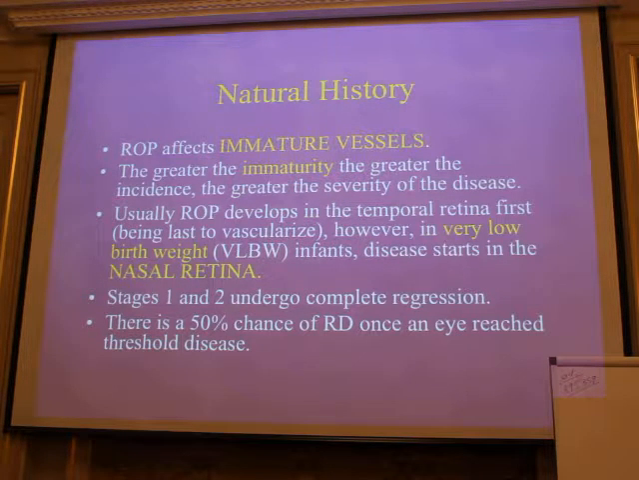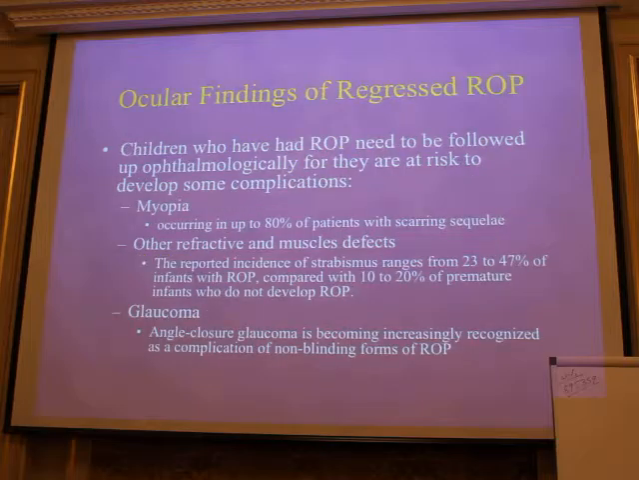But if you find that the temporal periphery is avascular, don't think that the disease has not yet developed, because sometimes in very low birth weight infants, the disease can start in the nasal retina. So it's not fine to screen the temporal periphery and say, okay, it's avascular up until here, so it's fine. No. Especially in very low birth weight infants, even if you have vascularization up to zone 2 in the temporal periphery, check the nasal retina. You might have the start of disease there, not just an avascular zone. Stages 1 and 2 usually undergo complete regression. And if you've reached threshold disease, you have a very strong chance of developing bad retinal detachment.